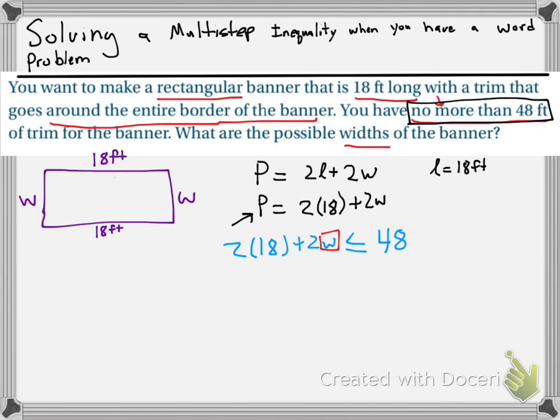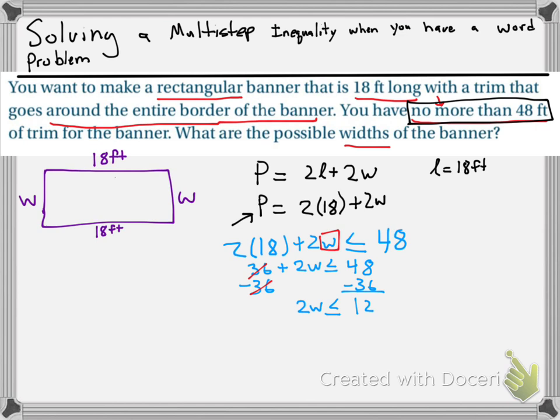Let's rewrite it here by multiplying the 18 times 2 first, which ends up being 36 plus 2W is less than or equal to 48. Okay, the first thing we're going to do is subtract 36 from both sides. And we have 36 minus 36, which is 0, leaving us just with 2W here, less than or equal to 48 minus 36, which gives us 12.